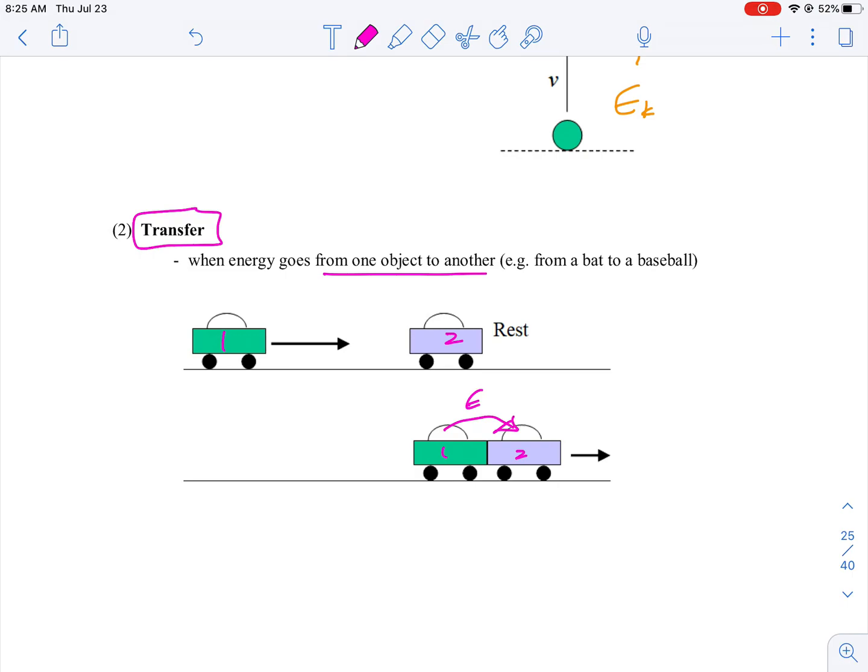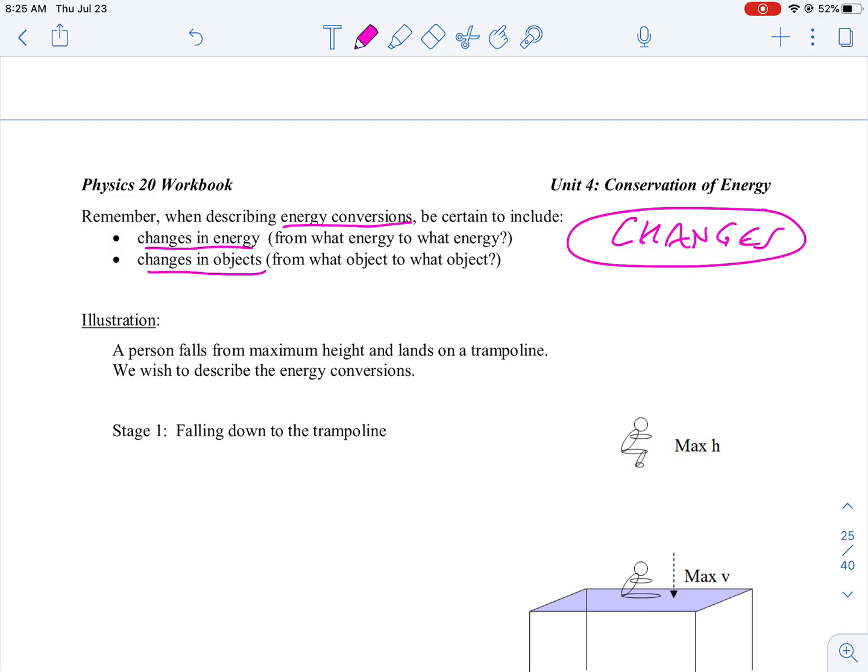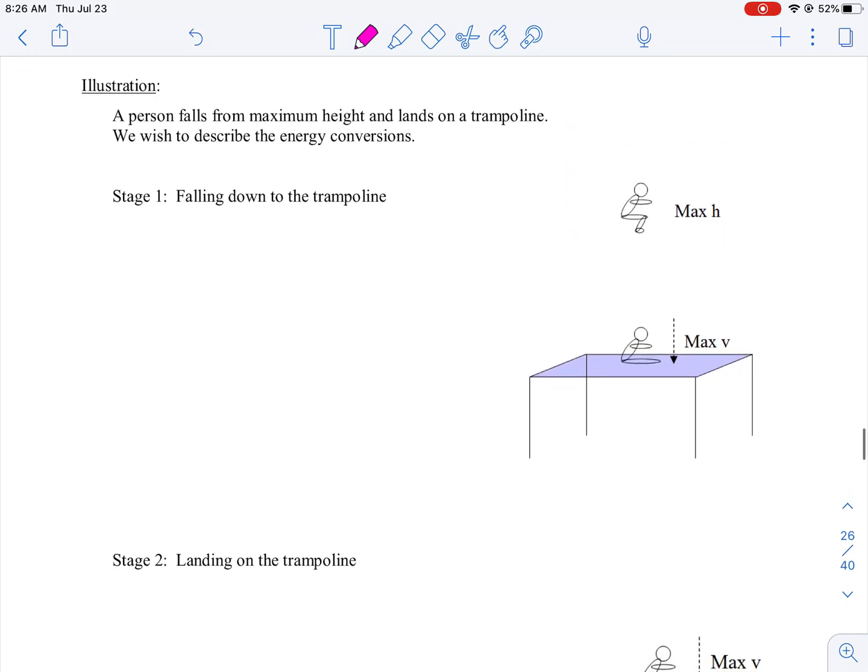And when you're dealing with conversions, you have to be able to deal with both changes in form and changes from one object to another. So keep that in mind. Anytime we talk about energy conversions, I want you to think about the word changes. We're looking for how the energy changes. And you need to figure out changes in energy and changes in objects. From what energy to what energy? So energy to energy, object to object. So what I'm going to do for you here is I'm going to illustrate with the trampoline, and then I'll give you guys a chance to try one on your own.